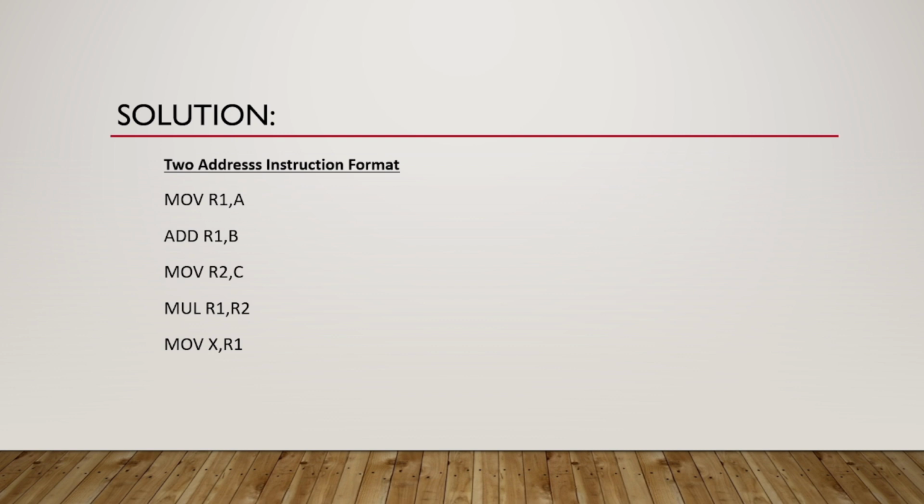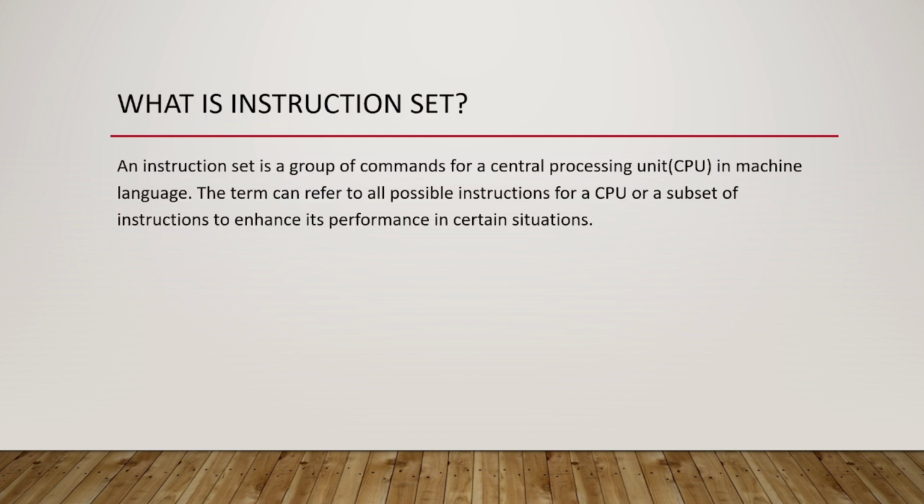MOV R2, C: load C into register R2. MUL R1, R2: multiply R1 with R2 gives (A plus B) times C. MOV X, R1: store result into memory location X.